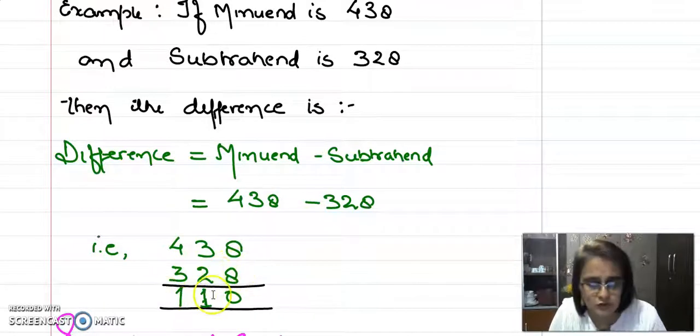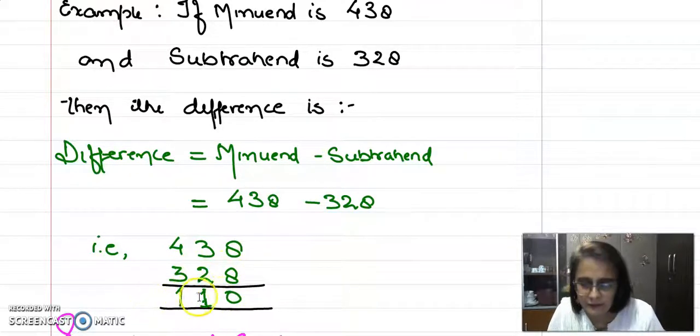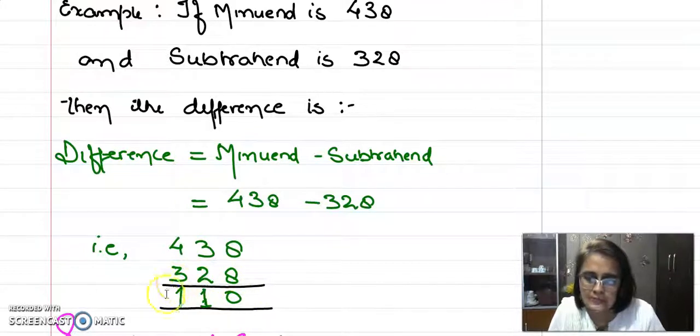I first wrote in a horizontal way. Now, I'll write in a vertical way. 438 minus 328. So, 8 minus 8 is 0. 3 minus 2 is 1. 4 minus 3 is 1. So, my difference is 110. Am I clear? So, this type of question you will see in your exercise.